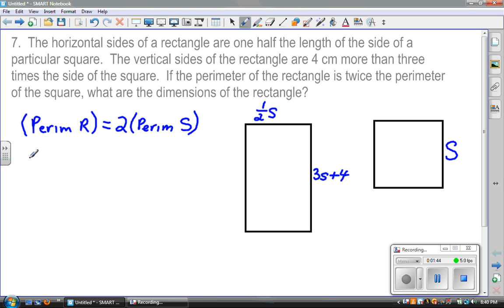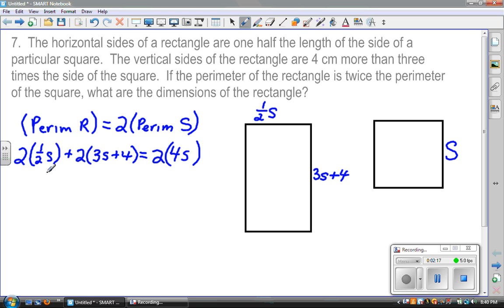Now the perimeter of the rectangle, since there are two of each type of side, is going to be twice the short side plus 2 of the long sides, 3s plus 4, and that should be equal to double the perimeter of the square, and if the square has 4 sides all the same length, that would be, in our case, 4s. I think everybody is pretty comfortable solving an equation like this.